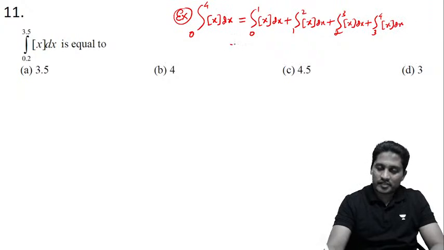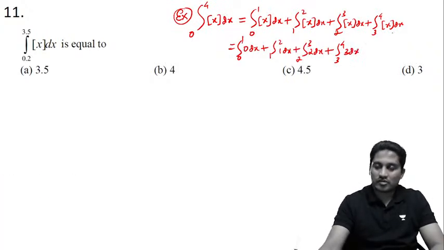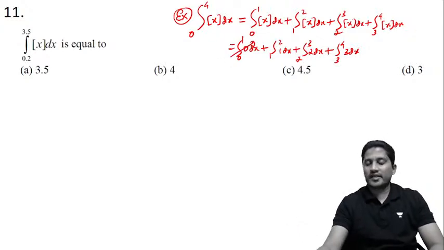Now between 0 and 1, box x will be 0. Between 1 and 2, box x will be 1. Between 2 and 3, box x will be 2. And between 3 and 4, box x will be equal to 3. Then you integrate; the integration of 0 is 0, then you integrate and take the answer.